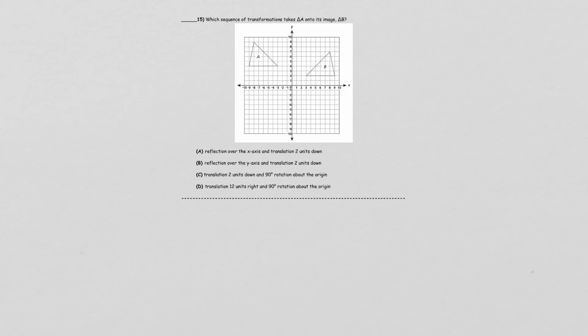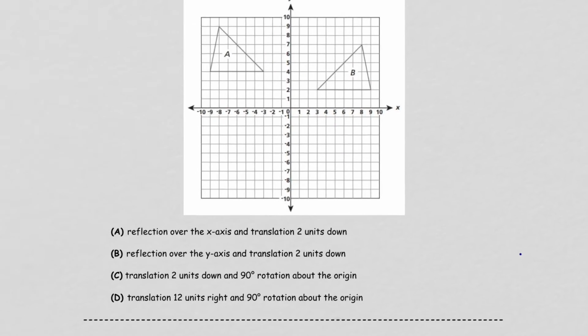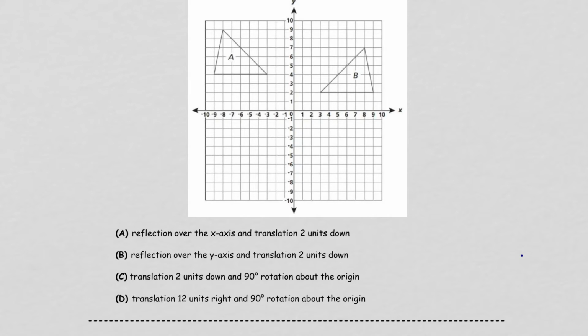Okay. And number 15. Which series of transformations takes triangle A onto its image, triangle B? So first thing I have to make sure I do is pay attention to which is the pre-image and which is the transformed image. It tells me that A is the pre-image and B is the transformed image. So let's see what happens. If I reflect that over the x-axis, it's going to end up here, and then 2 units down. So it can't be choice A. So let me get rid of that.